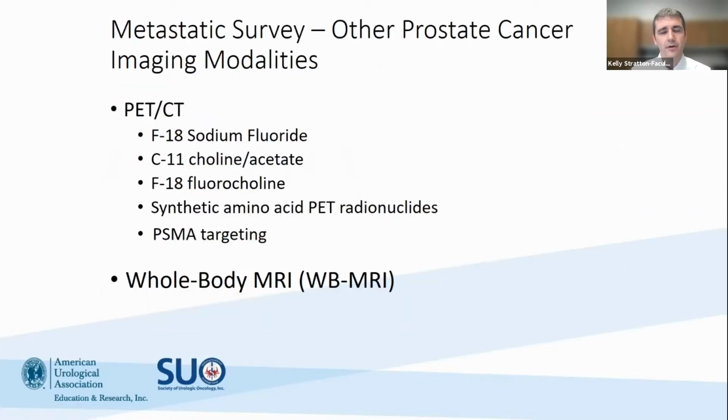There are several additional imaging options included in next generation imaging. From the perspective of PET CT imaging, there's sodium fluoride PET, C11 choline PET, fluorocholine PET, synthetic amino acid PET tracers, and PSMA targeted tracers. There's also whole body MRI.